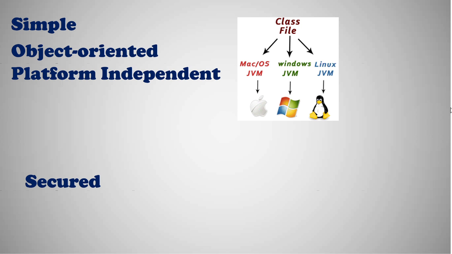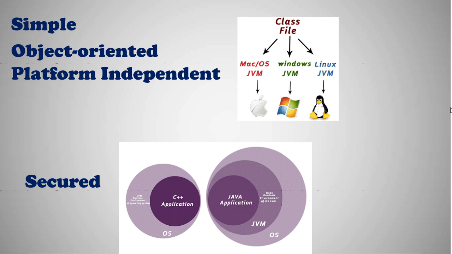Java is best known for its security. With Java, we can develop virus-free systems. Java is secured because there is no explicit pointer. Java programs run inside a virtual machine sandbox. So for an example, you can see how Java will be secured in this picture. So this is an application, one side C++ application, one more side Java application.